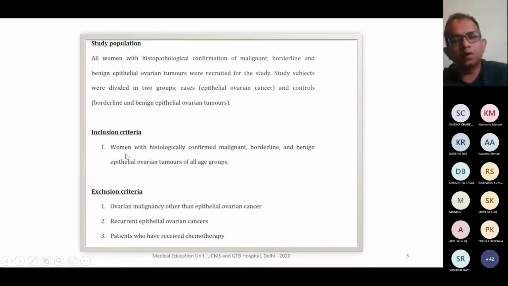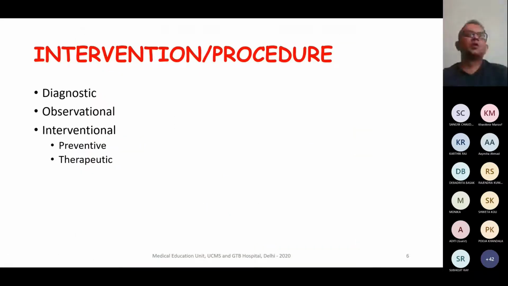Okay, so here also we don't have time, so let me explain. Here the inclusion criteria mentions epithelial ovarian tumors. So obviously the exclusion criteria cannot be ovarian malignancy other than epithelial ovarian cancer. So this is an error. This should not be there, because your inclusion criteria say it should be an epithelial ovarian tumor. But if it is a recurrent one, then you will not include. If it has already received chemotherapy, then you will not include. So this first one should not be there in the exclusion criteria.